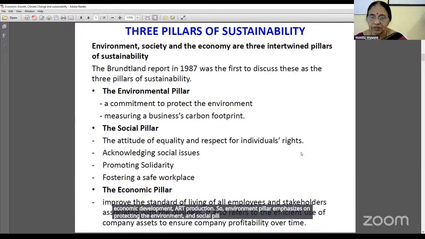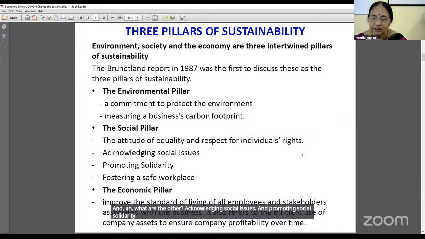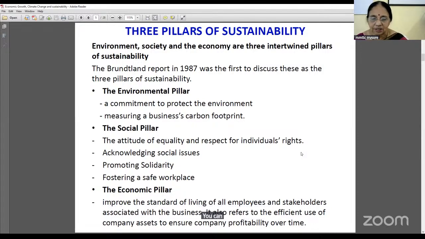And the social pillar is the attitude of equality and respect for individual rights, acknowledging social issues, promoting social solidarity, and fostering a safe workplace. So these are the social pillars. Unless these are addressed, you can't attain sustainable development.